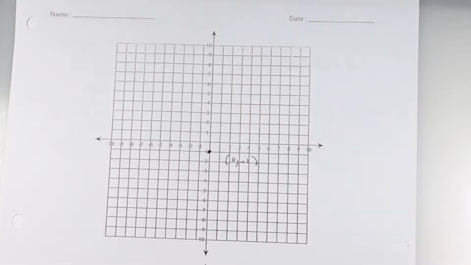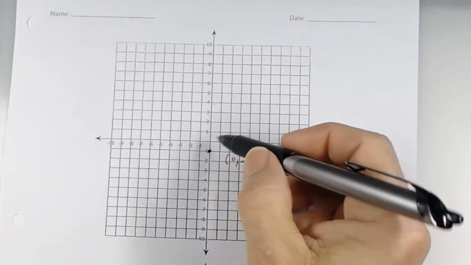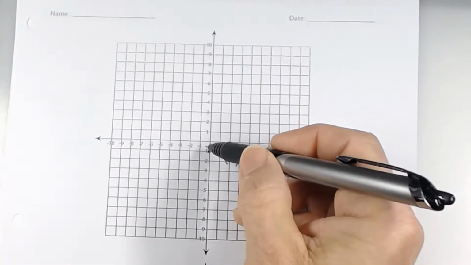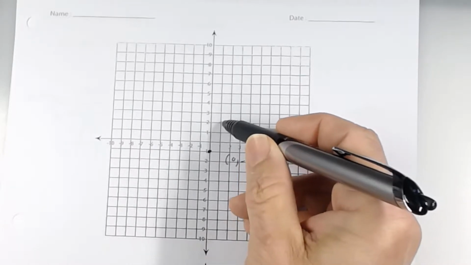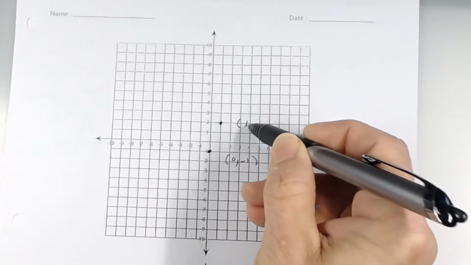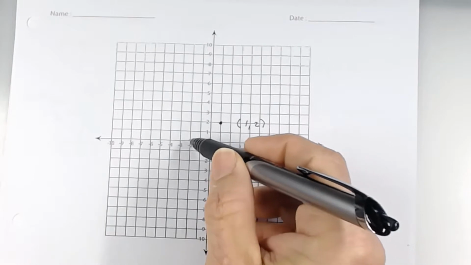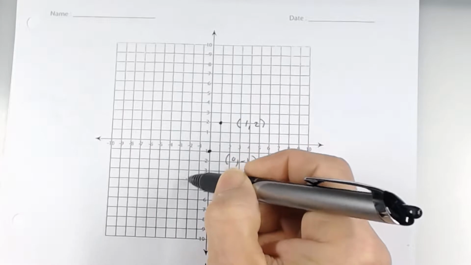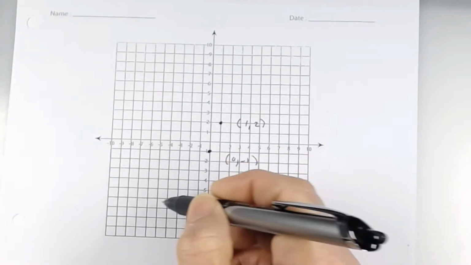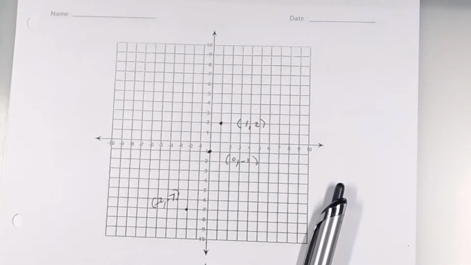Okay, what's the other point we need to plot? 1, 2. All right, so you start at the origin. x is 1. Where do I go? To the right 1. y is 2. Up 2. So there's the point. I'm going to label it 1, 2. And then we also did negative 2, negative 7. So you go to the left 2 and what? Down 7. So negative 2, negative 7. And then you take a straight edge. And if you need a ruler, I have a ruler.